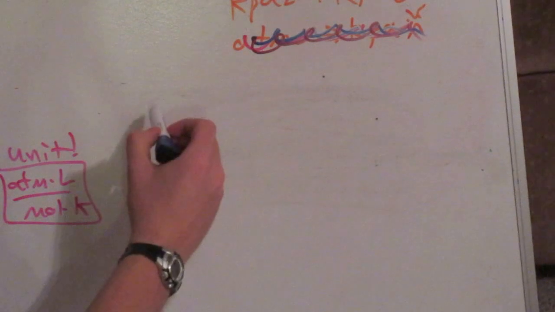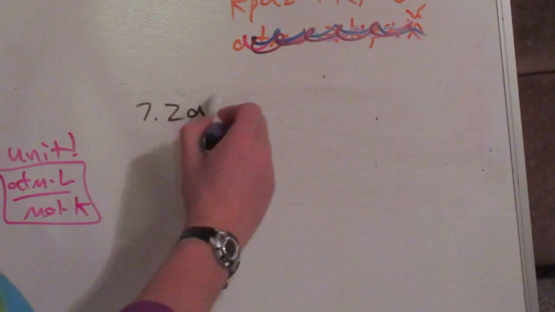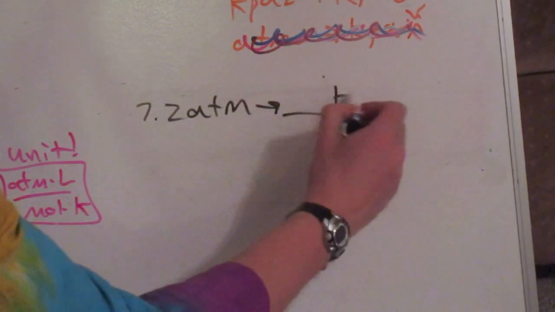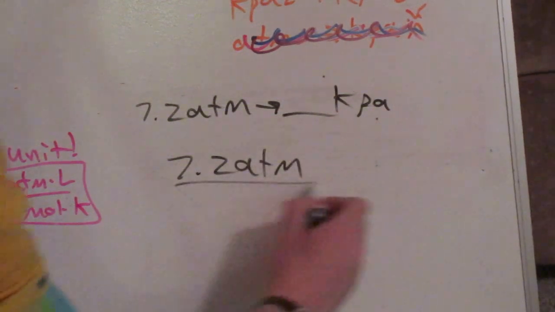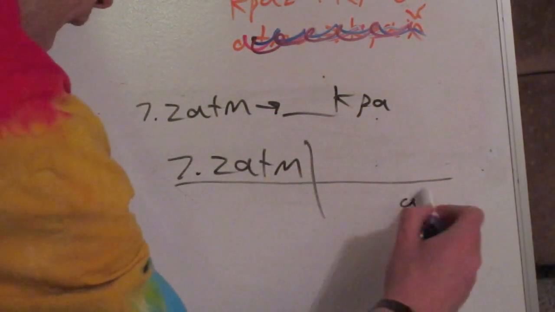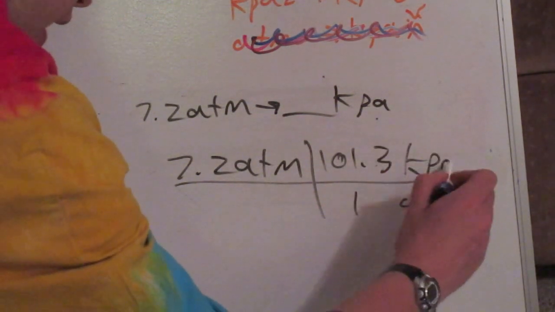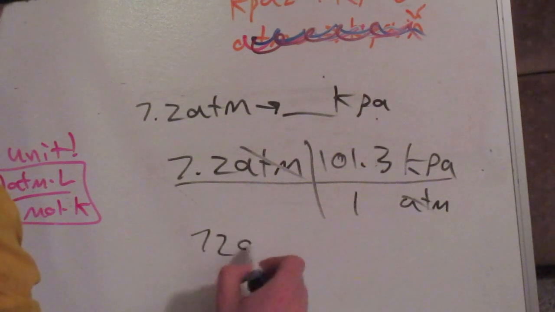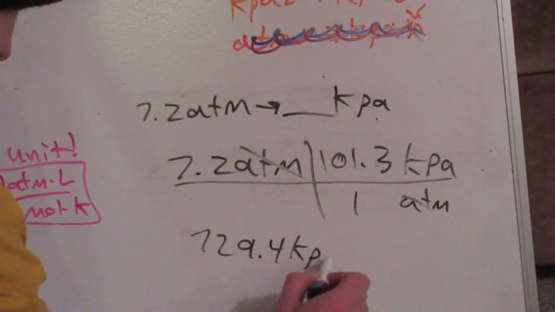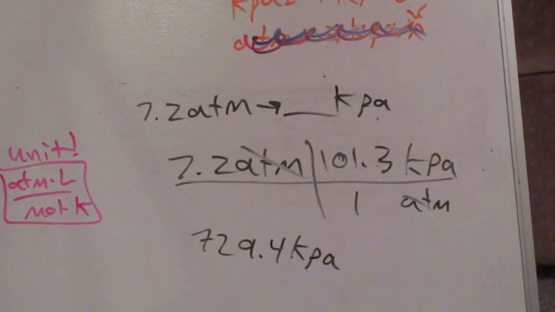All right, so let's say we're just going KPA to ATM. Let's say we had 7.2 ATM and I want to go to KPA. Well, this time, again, 7.2. I apologize for my computer shutting down. That's the noise you heard. Again, our STP value is 1 ATM, 101.3 KPA. Units cancel. And 7.2 times 101.3 is 729.4 KPA. So that's just a basic conversion of that.